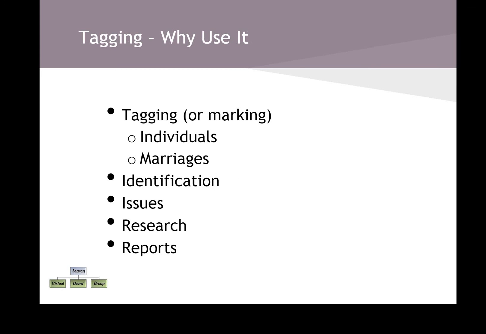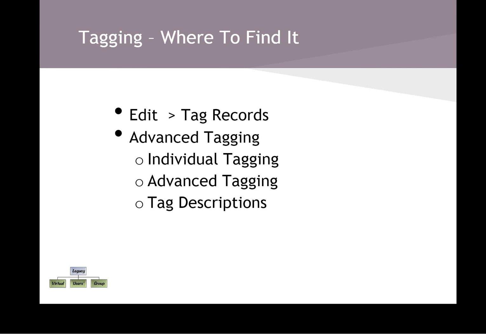So first of all, with tagging, why use it? Well, tagging is just simply the ability to mark something, and you can do it for individuals and marriages. And the four areas to really think about with tagging are identification, issues, research, and reports. Tagging, where to find it? You go to Edit, and then click on Tag Records, and that will bring up a box that's Advanced Tagging, and you'll see Individual, Advanced, and Tag Descriptions.